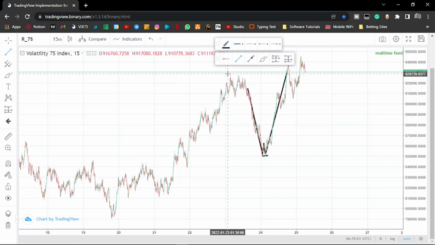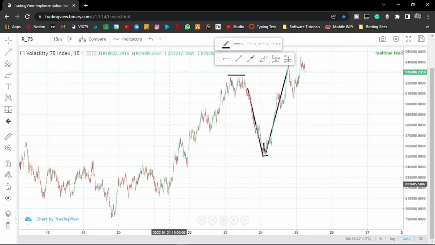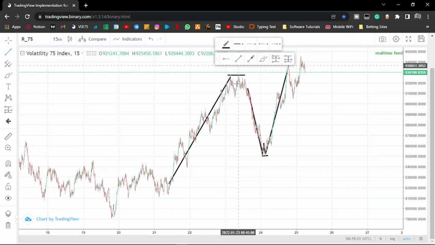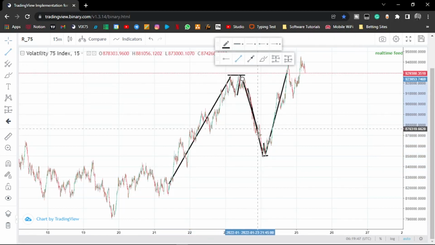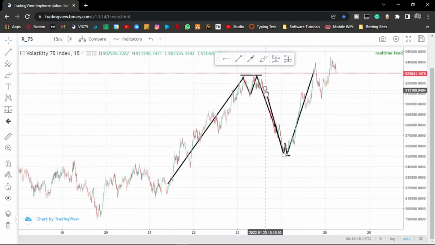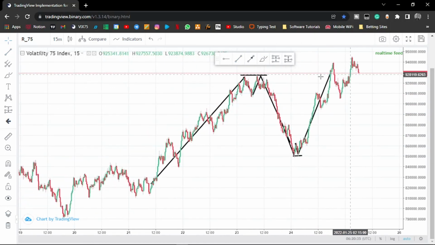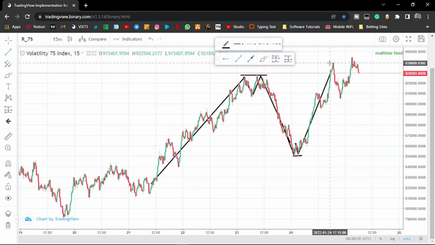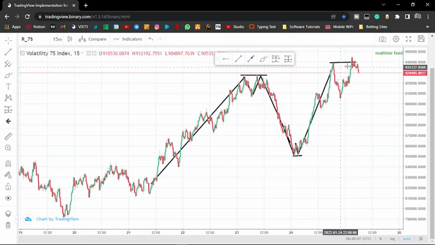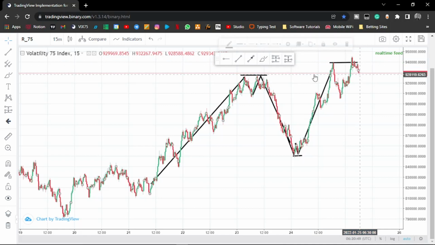Another one is this double top right here. You can see we have uptrend, then downtrend. Another one is the one that's forming right here. And as you can see, this is another potential double top.